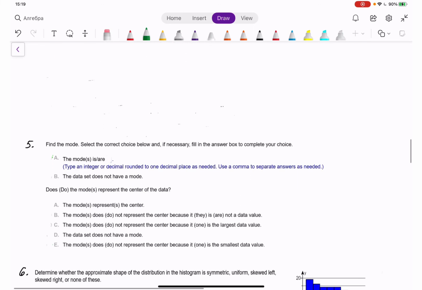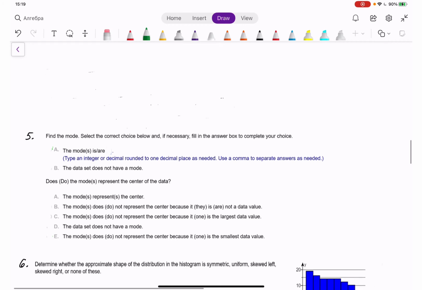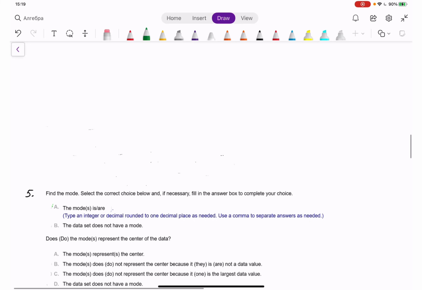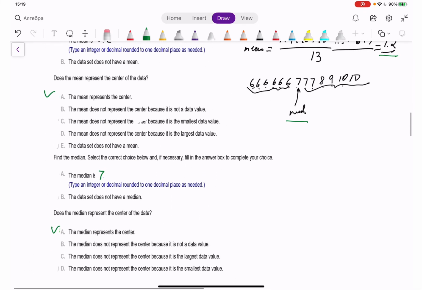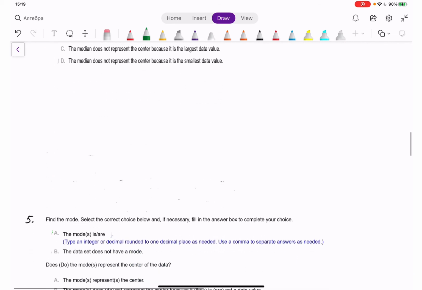Okay, find the mode, select the correct choice. When we look at this data we are given, here I have it in ascending order. What do you think? Which value represents the mode? Mode is the most frequent one, right? It's going to be nothing else but 6. 6 we have the most frequent, so it's going to be 6.